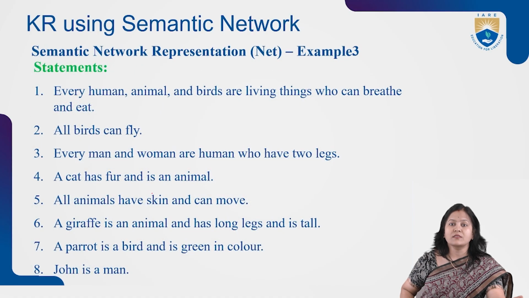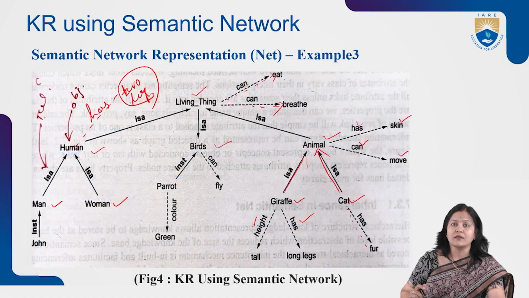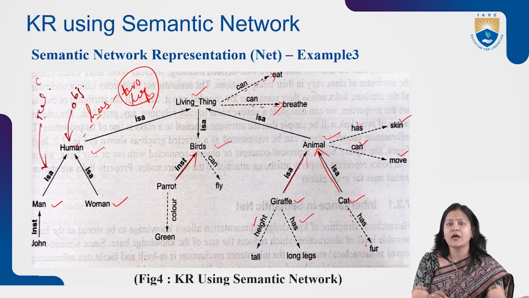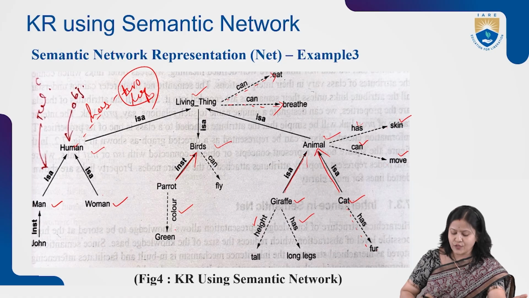Next one, a parrot is a bird and is green in color. So parrot is a bird. So parrot is an instance of bird. Or else you can write parrot is a bird. That is also not wrong, but better to write instance because parrot is an example of bird. So parrot may not inherit all the properties of bird, but it is an example of bird. Partially, it inherits the properties of the bird. Now, parrot color is green. So color is the relation and green is the attribute.